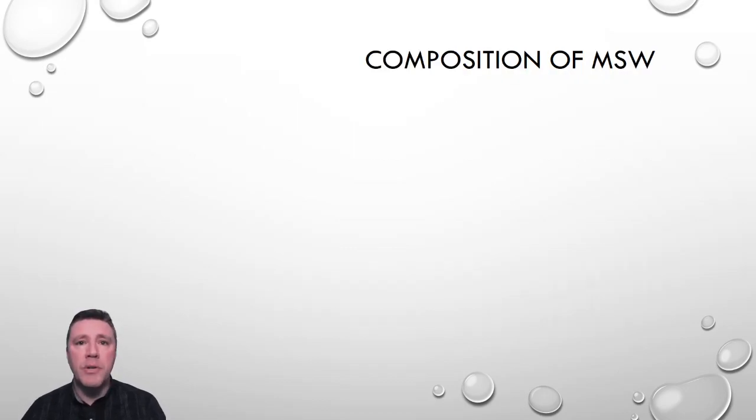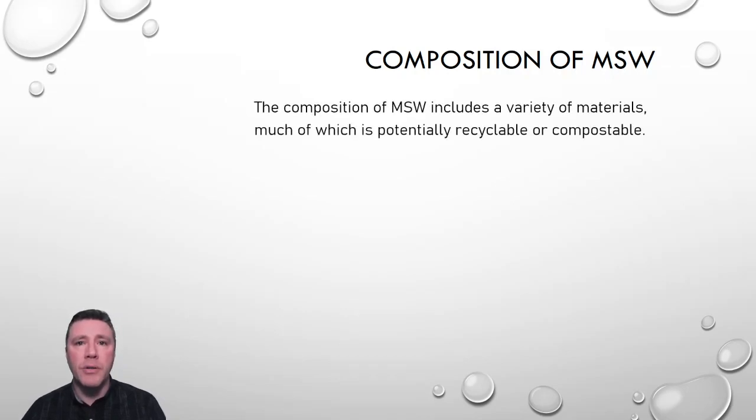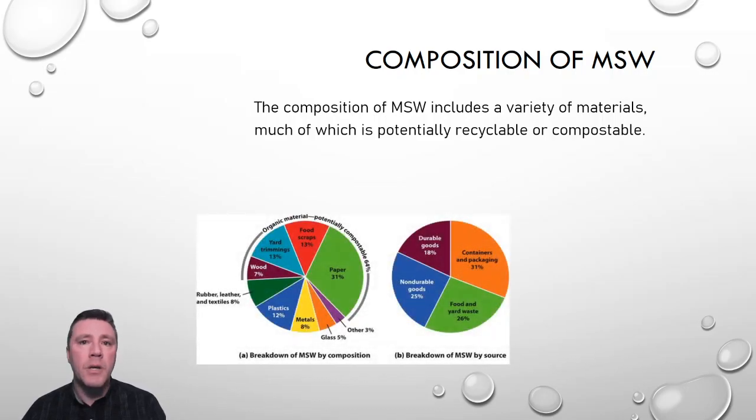The composition of municipal solid waste includes a variety of materials, oftentimes stuff that's potentially recyclable or compostable. This diagram here illustrates the kinds of materials that we find in MSW. As you can see, the vast majority, 64% of it, is potentially compostable. We'll take a look at the concept of composting a bit later on. Some of the MSW, like that in the plastics category, the metals category, and the glass category, may also be recyclable. The chart on the right illustrates the sources of MSW.